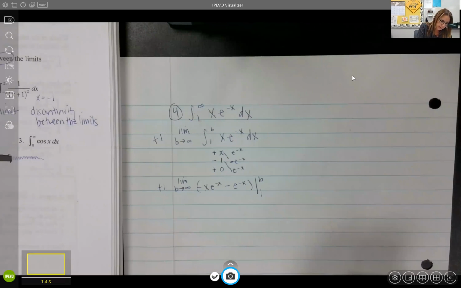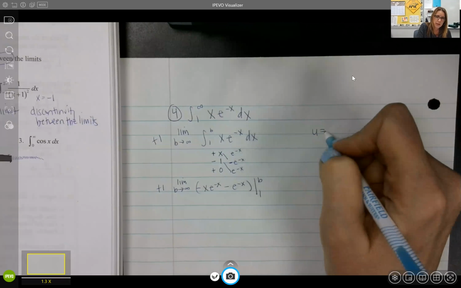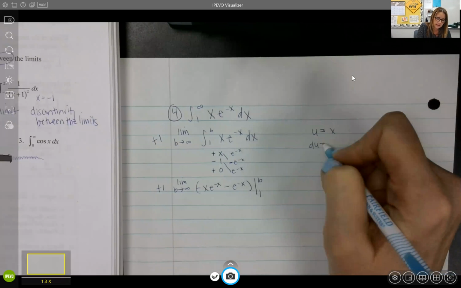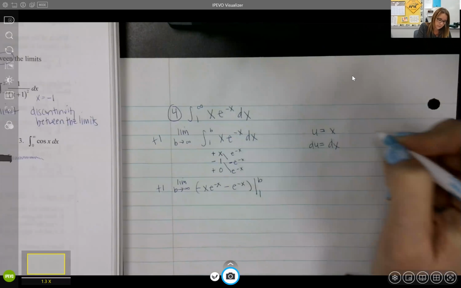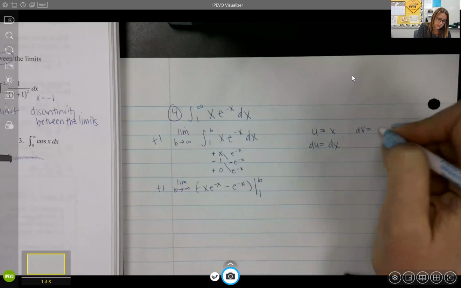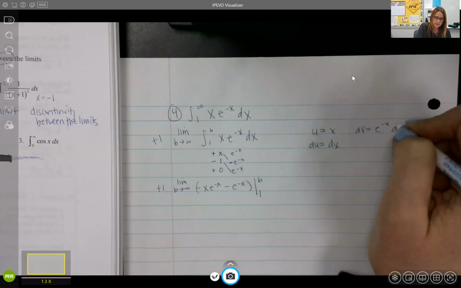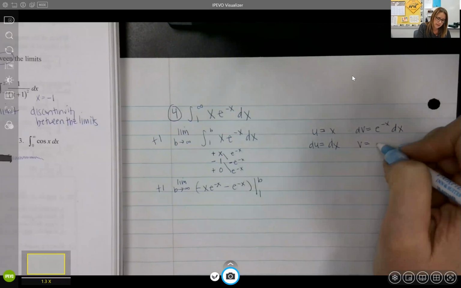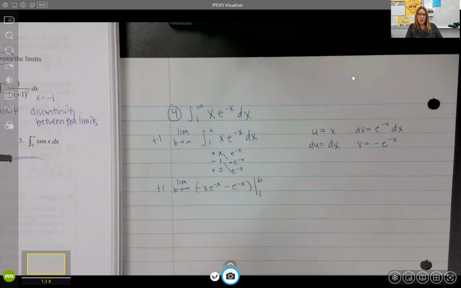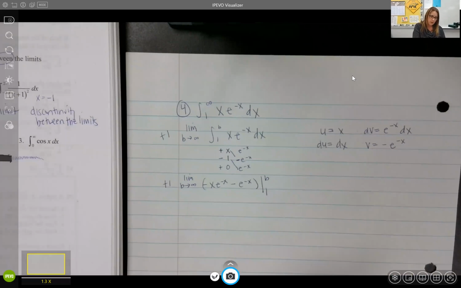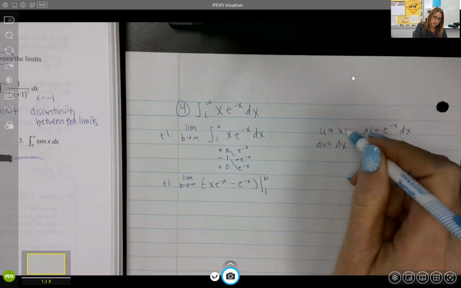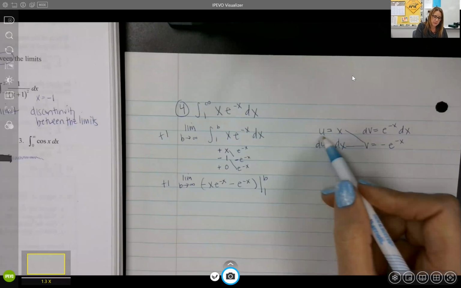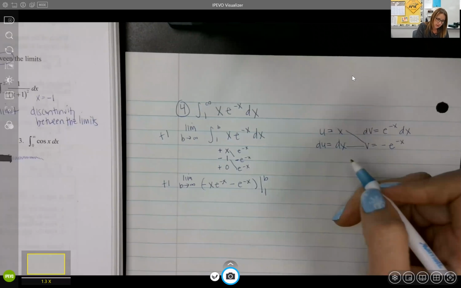Now, the other way I could do this integral is I could do integration by parts. And I could say u is x. The derivative of x is dx. The other part is e to the negative x dx. And the integral of that is negative e to the negative x. Okay? Integration by parts, I do VU and then voodoo, right? Or ultraviolet voodoo.